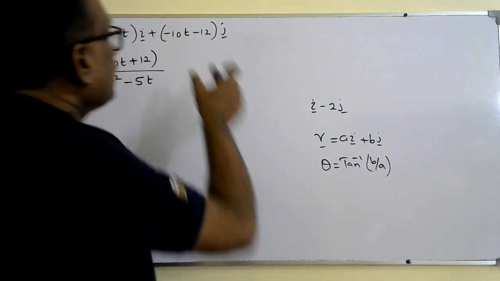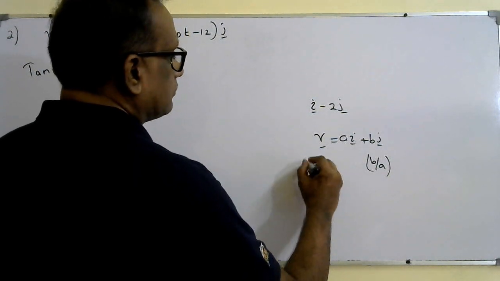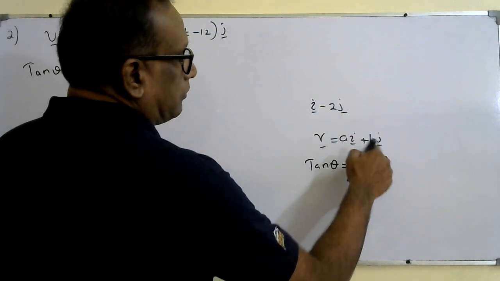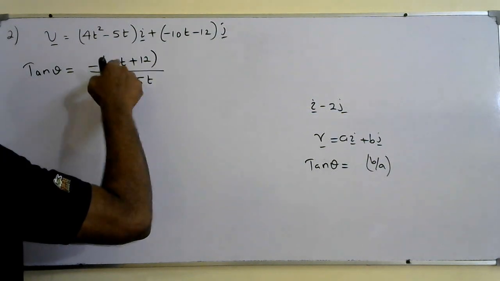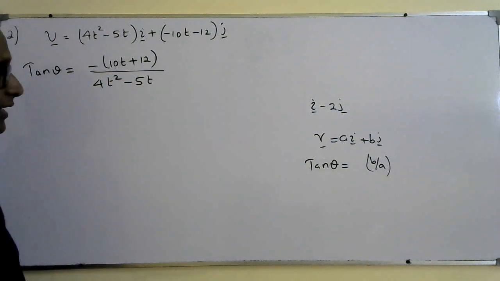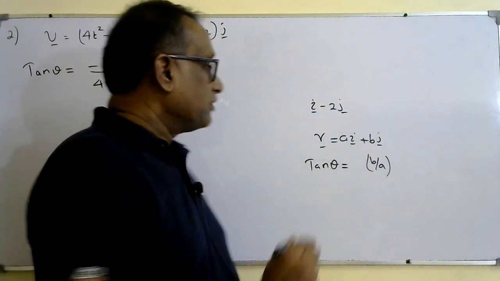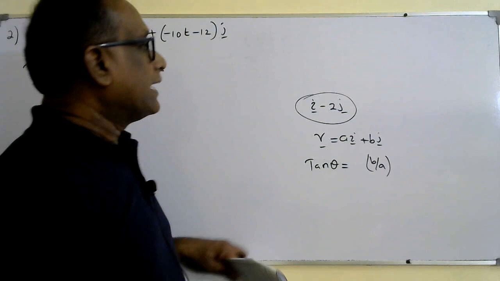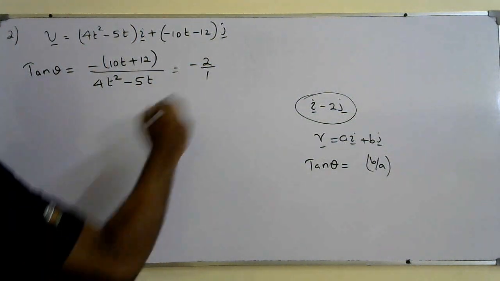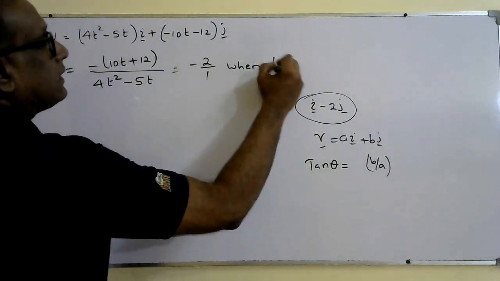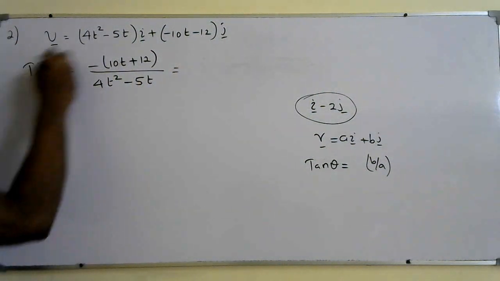So here this is the j component. Tan theta equals j component over i component. That means minus 10t plus 12 over 4t squared minus 5t. But it's given the direction it's moving in, meaning the directional vector of the velocity is given by this one, that is minus 2 over 1, when t equal T. So I'll substitute that here. So this is the general direction.